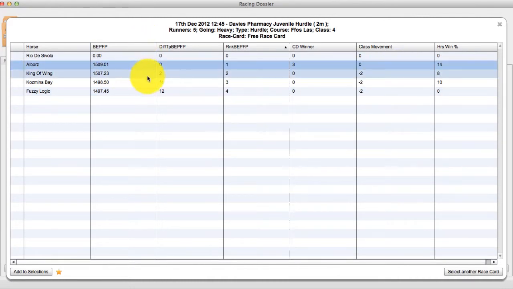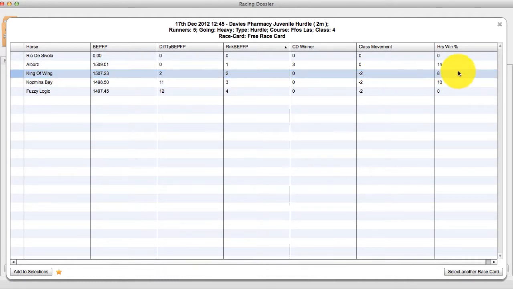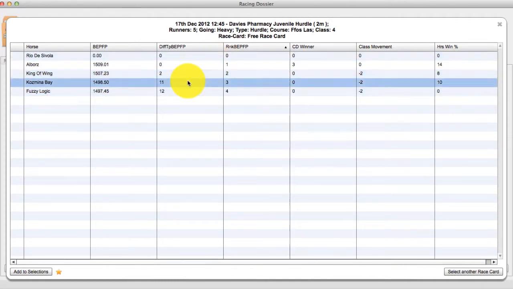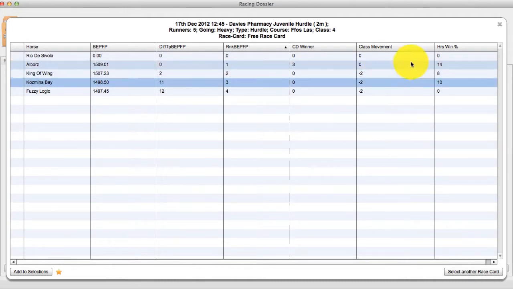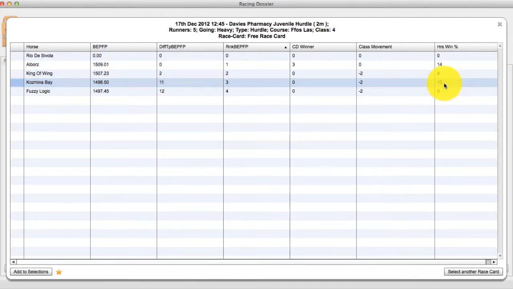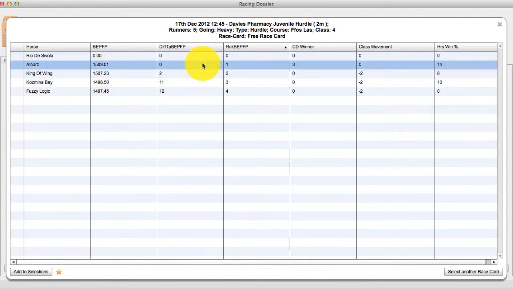But there's only a difference of 2 between Alborz and King of Wing. And King of Wing's won 8%, which isn't as good as the 14, but it's still not bad. Cosmina Bay is then, there's a big drop there to Cosmina Bay, even though this horse has won 10%. So we're looking at this, and we're putting this information together, and we're saying, well, clearly the best horse here is looking to beat Alborz because he's a course and distance winner.